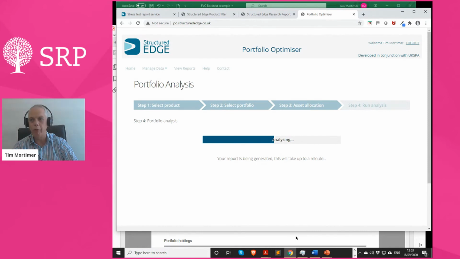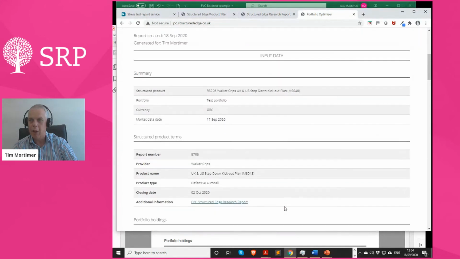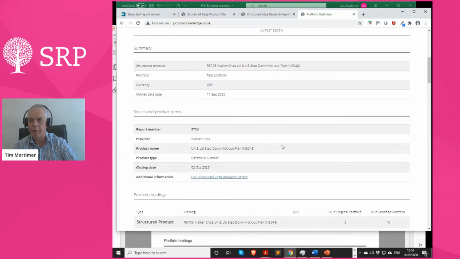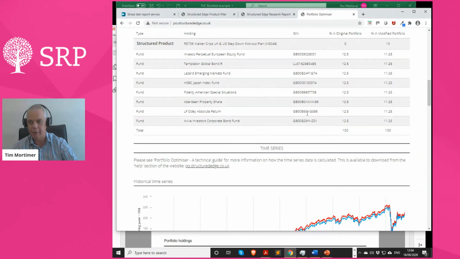So what this is doing is performing a live Monte Carlo simulation of the product against the portfolio, and also pulling out all the back testing results as well. And that will give us a quick snapshot of how the structured product might look compared to the portfolio that has been considered. So you've got 8 funds and a single structured product. Here we go. So this confirms the product that's been used, the Walker Crips UK and US, confirms all the funds that you had in the portfolio, confirms the weightings.